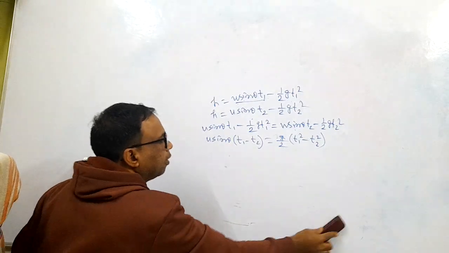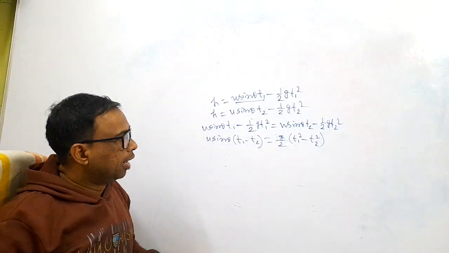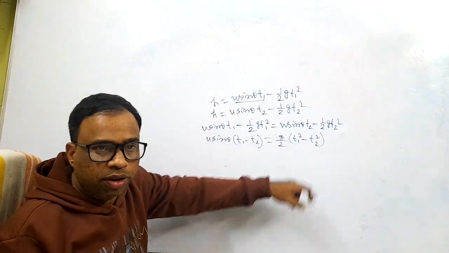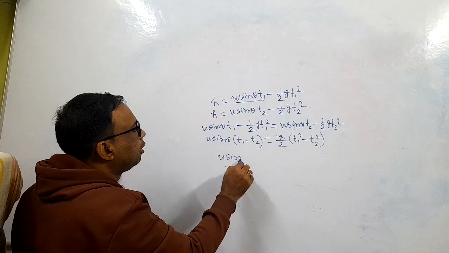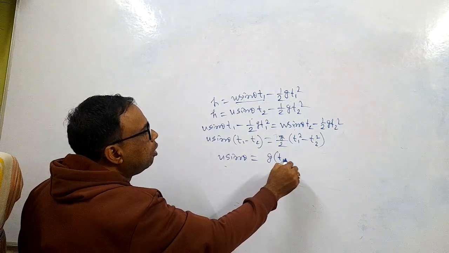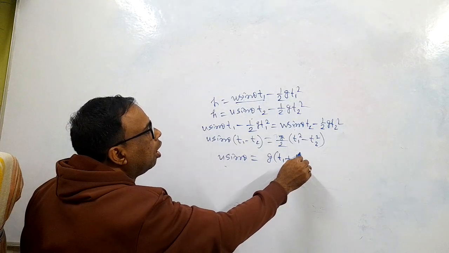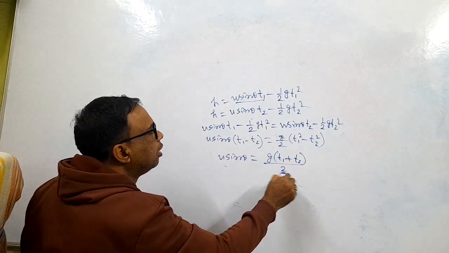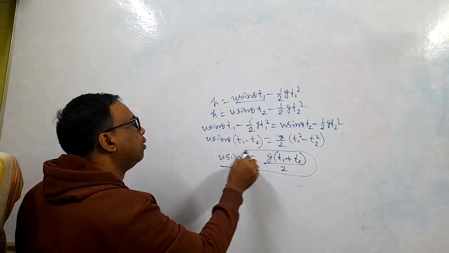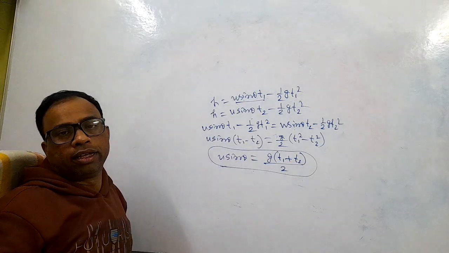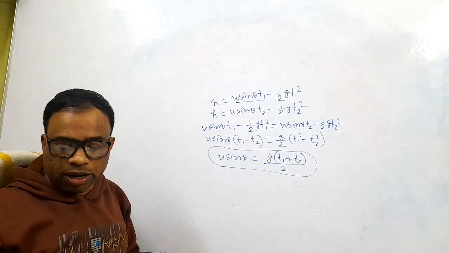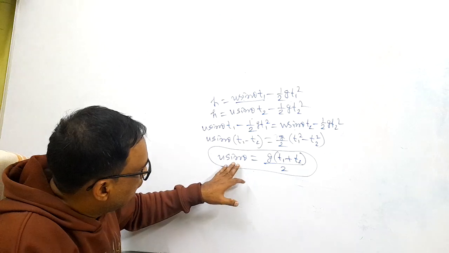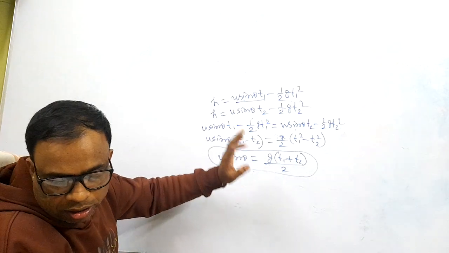T2 square. Now we get a square minus b square, a plus b into a minus b cancel. So u sin theta equal to g into T1 plus T2 by 2. a square minus b square is a plus b into a minus b. So you get the result u sin theta equal to g into T1 plus T2 by 2.